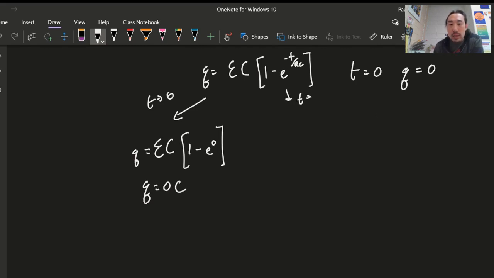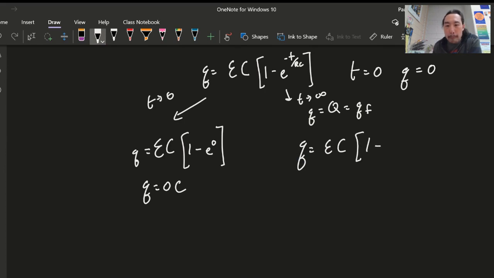And what about at time infinity? We said at time infinity, the capacitor is going to be fully charged, and so the amount of charge is going to be just the total amount of Q, or Q final, right? Let's see if we get that. Q is equal to epsilon capacitance times 1 minus e to the negative infinity power, and the negative infinity power just gives us 0, so Q is equal to EC, right?